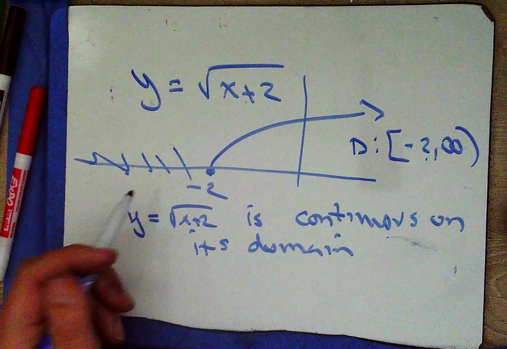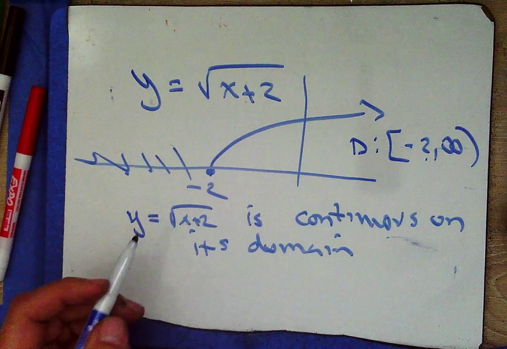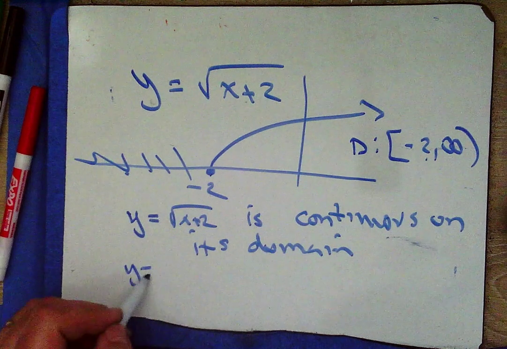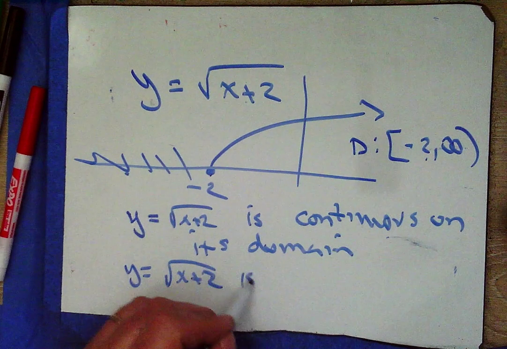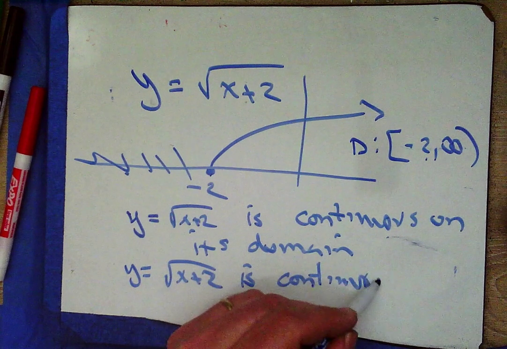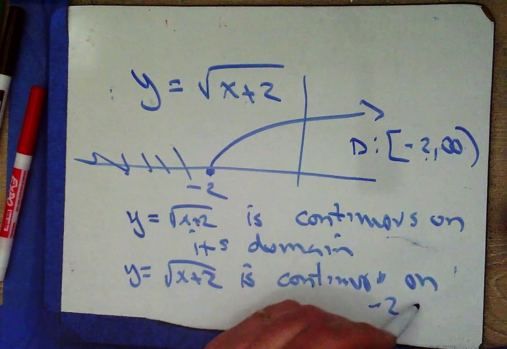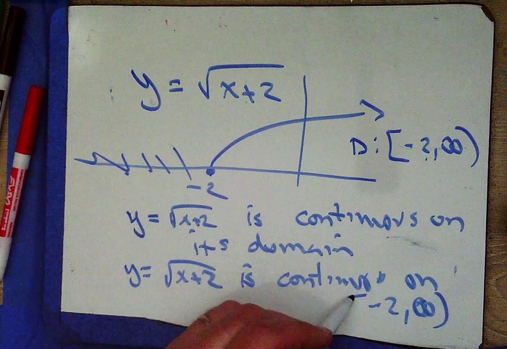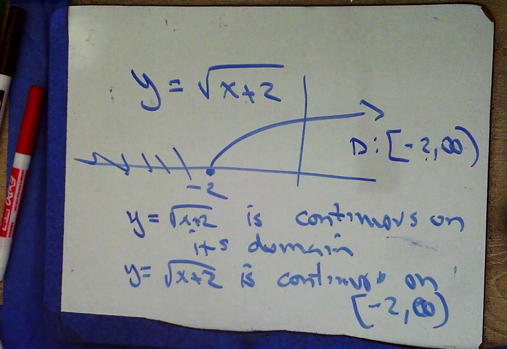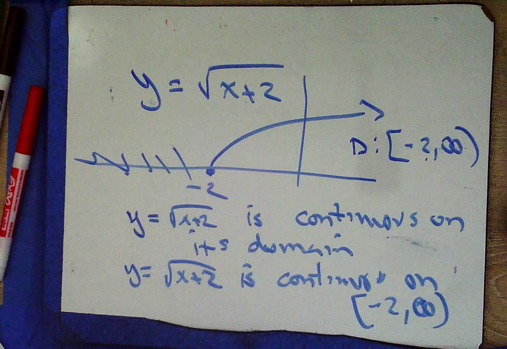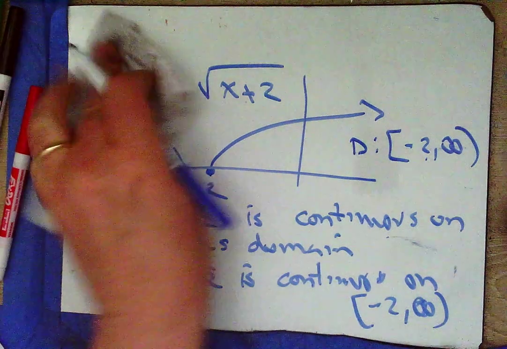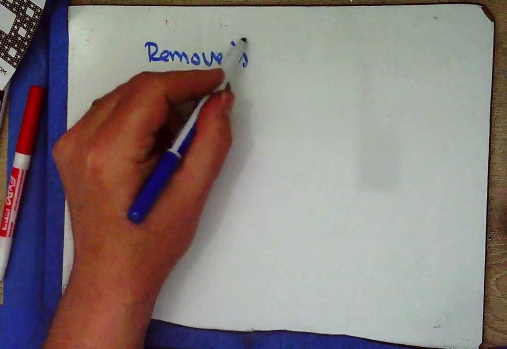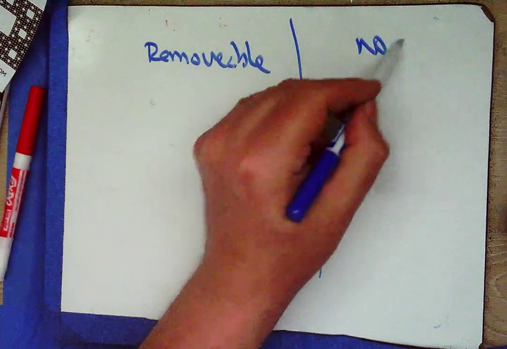So we can either say this is continuous on its domain, or y equals square root of x plus 2 is continuous on negative 2 to infinity. We could say that. Okay, so let's get into discontinuities a little bit more, because we've got some certain types. Okay, we have removable and non-removable.